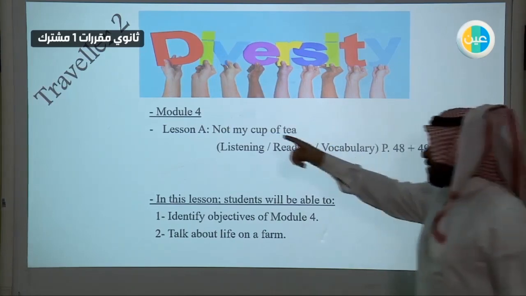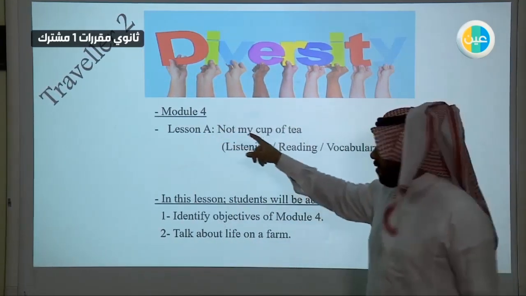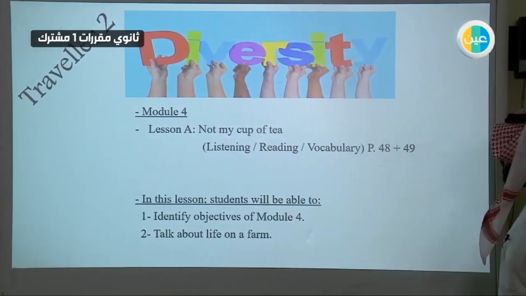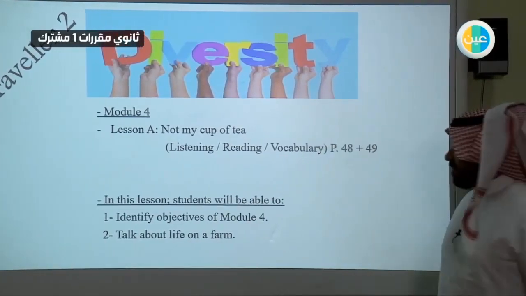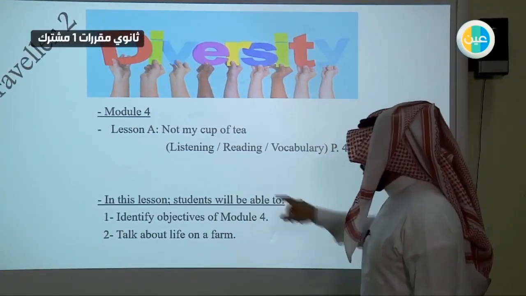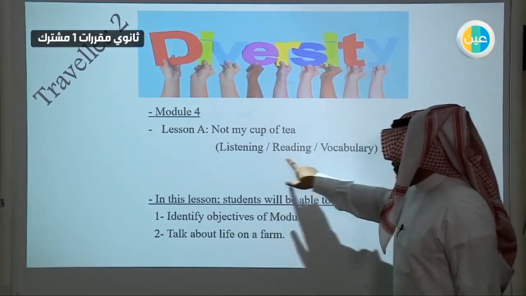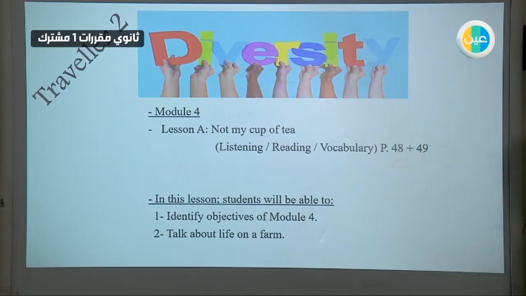So our book is Traveler 2, and today we will start with module number 4. Module number 4. It's about diversity. Later we will take the meaning of diversity. So our lesson is A, not my cup of tea. We have listening, reading, vocabulary, page 48 and 49.